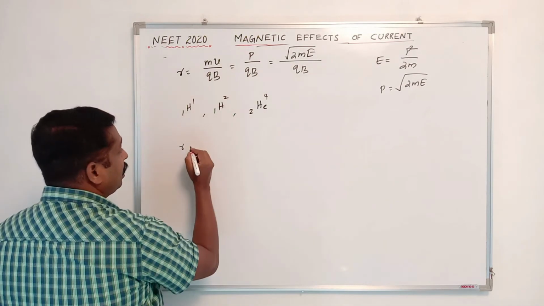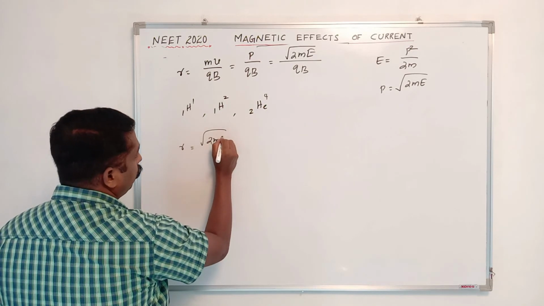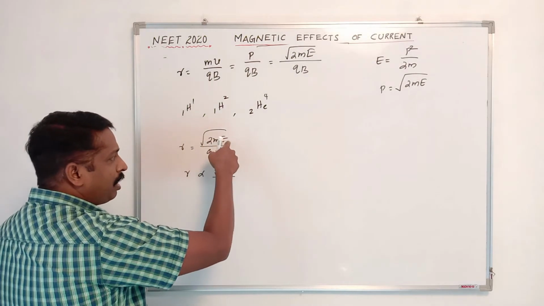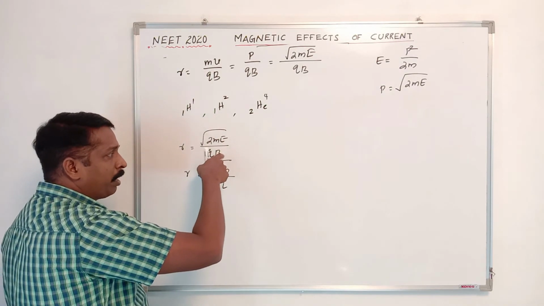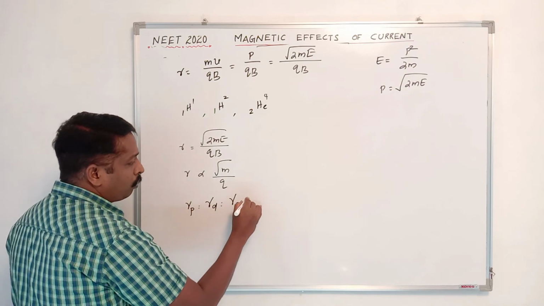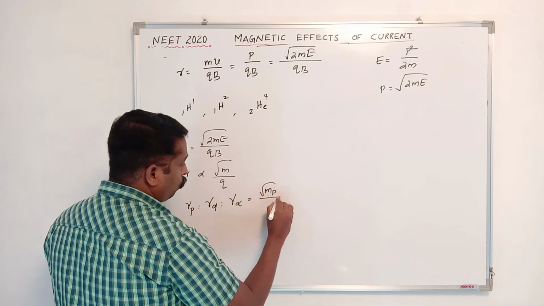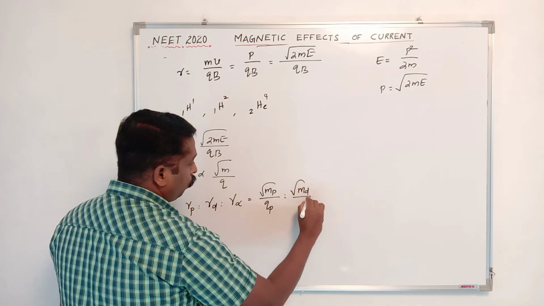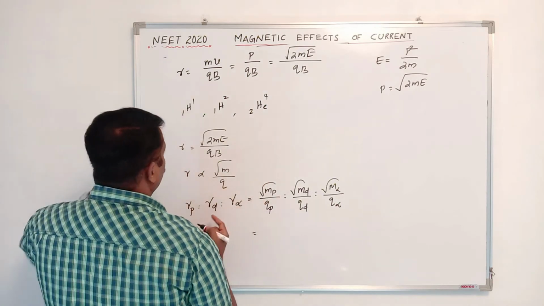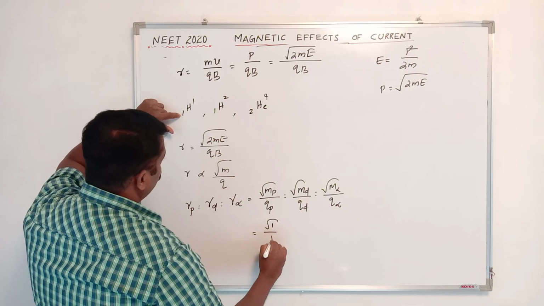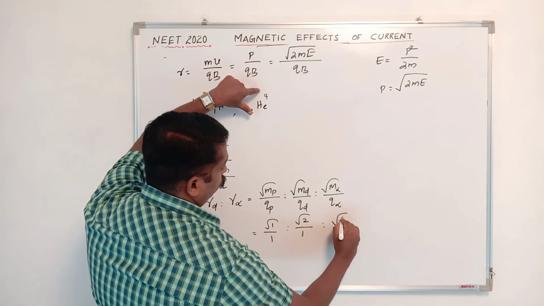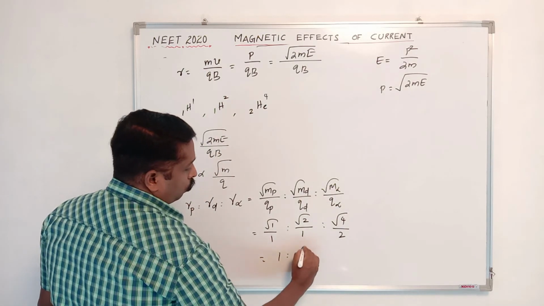With the same kinetic energy, r is equal to root 2mE by qB, or r is proportional to root m by q, because they are projected with the same kinetic energy at right angles to the same uniform magnetic field. So r proton is to r deuteron is to r alpha is equal to root m proton by q proton is to root m deuteron by q deuteron is to root m alpha by q alpha. Then what is the ratio? Root 1 by 1 is to root 2 by 1 is to root 4 by 2. That is 1 is to root 2 is to 1.